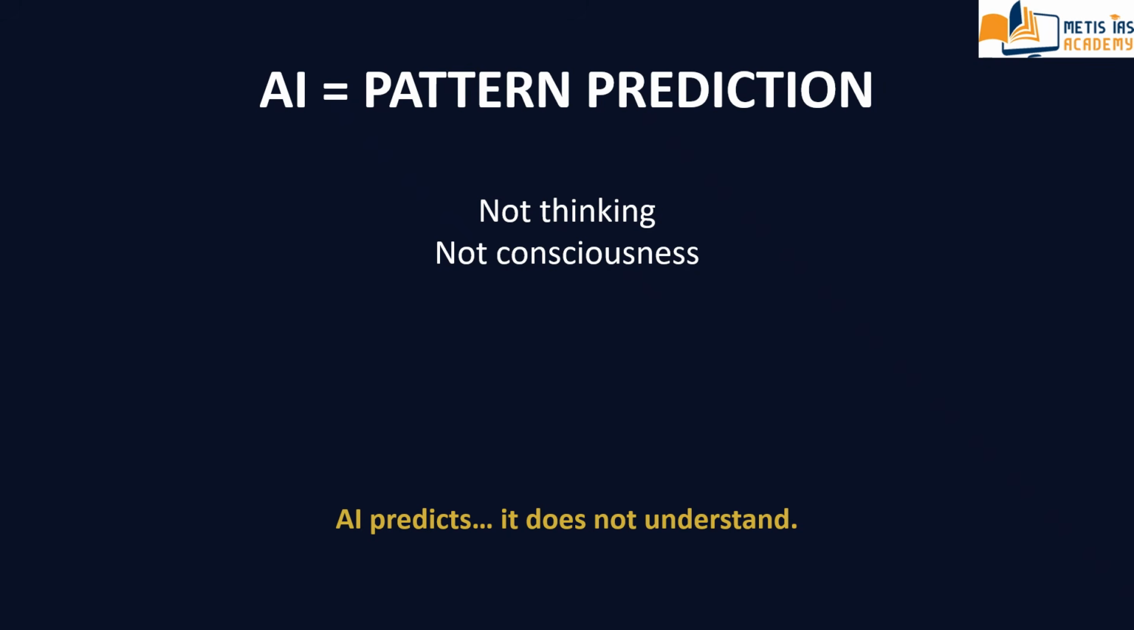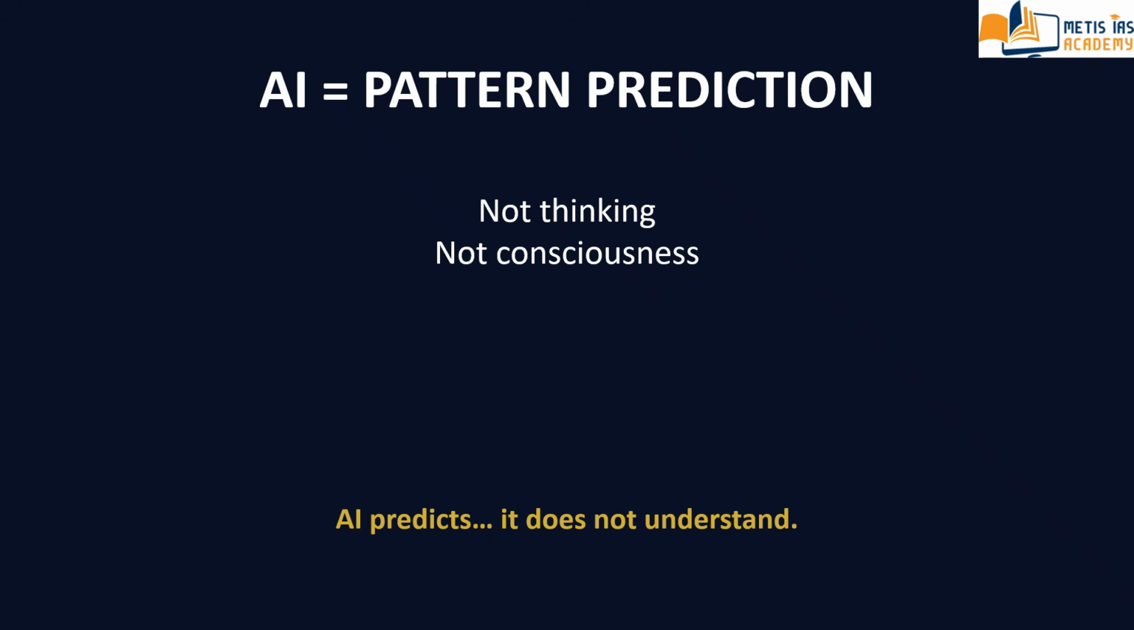Now let us define AI properly. AI means artificial intelligence. This is one of the most important corrections a UPSC aspirant must make. The safest and most exam useful way to understand artificial intelligence is this. AI is primarily a system of pattern recognition and pattern prediction. It studies data, it identifies relationships in data, it learns structures, probabilities, and associations. Then it generates output based on those learned patterns.